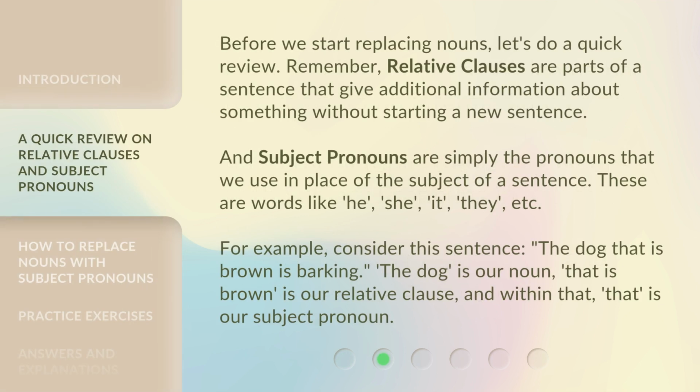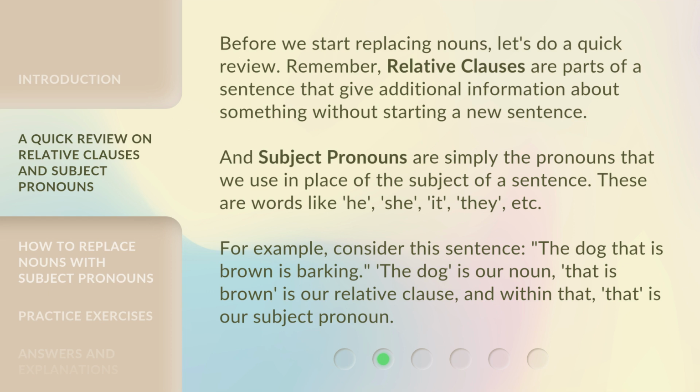Before we start replacing nouns, let's do a quick review. Remember, relative clauses are parts of a sentence that give additional information about something without starting a new sentence. And subject pronouns are simply the pronouns that we use in place of the subject of a sentence. These are words like he, she, it, they, etc.